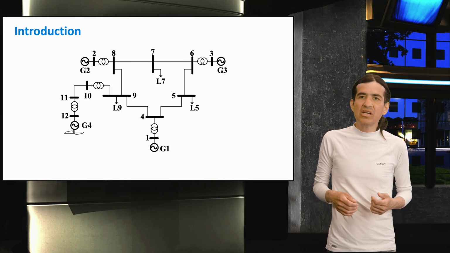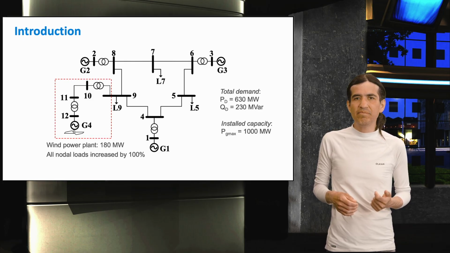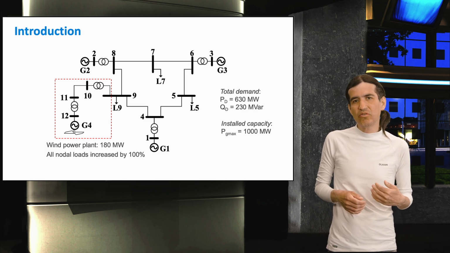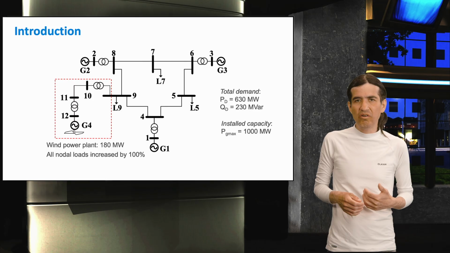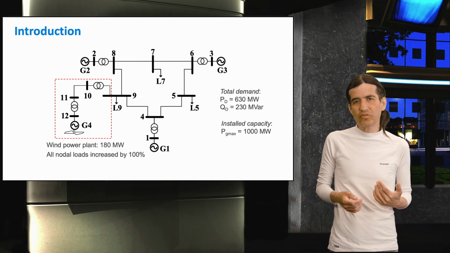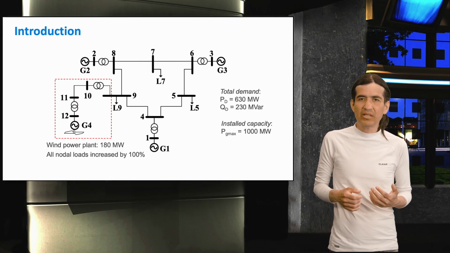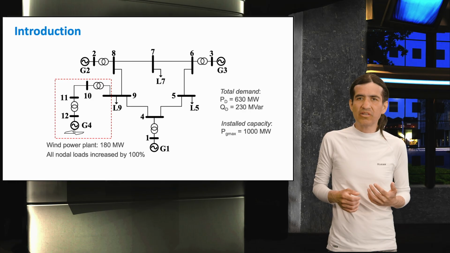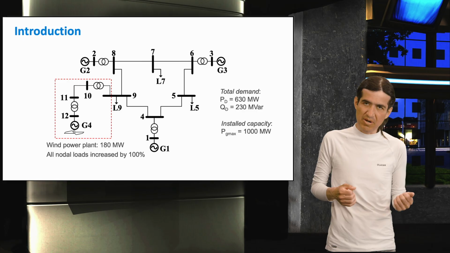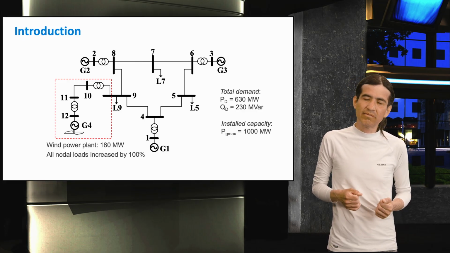The modifications concern the addition of an offshore wind power plant with 180 megawatt installed capacity. The plant has an alternating current interconnection to bus 9 of the test system. The interconnection comprises two transformers and submarine cables. Besides, the total demand increases to 630 megawatt in active power and 230 MVAR in reactive power. The total generation capacity is 1000 megawatt.